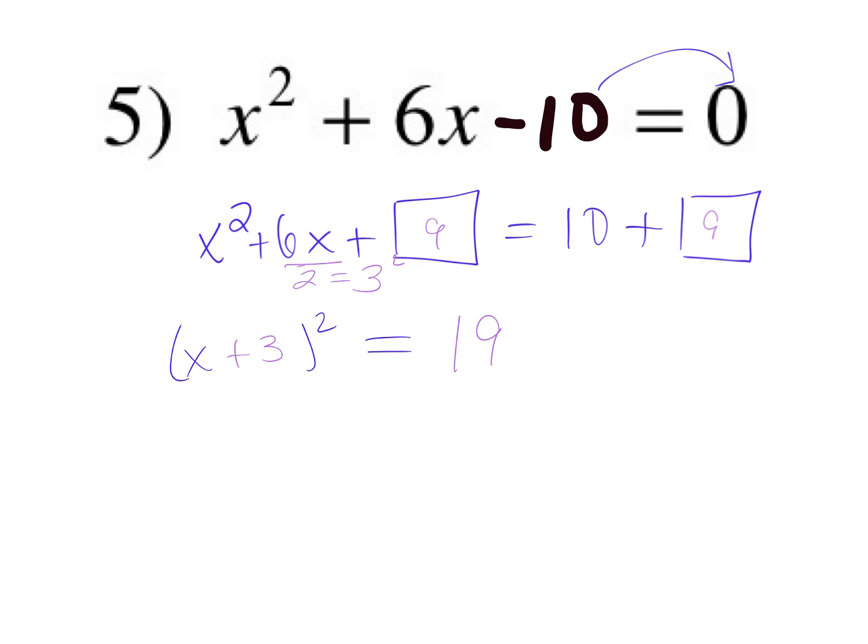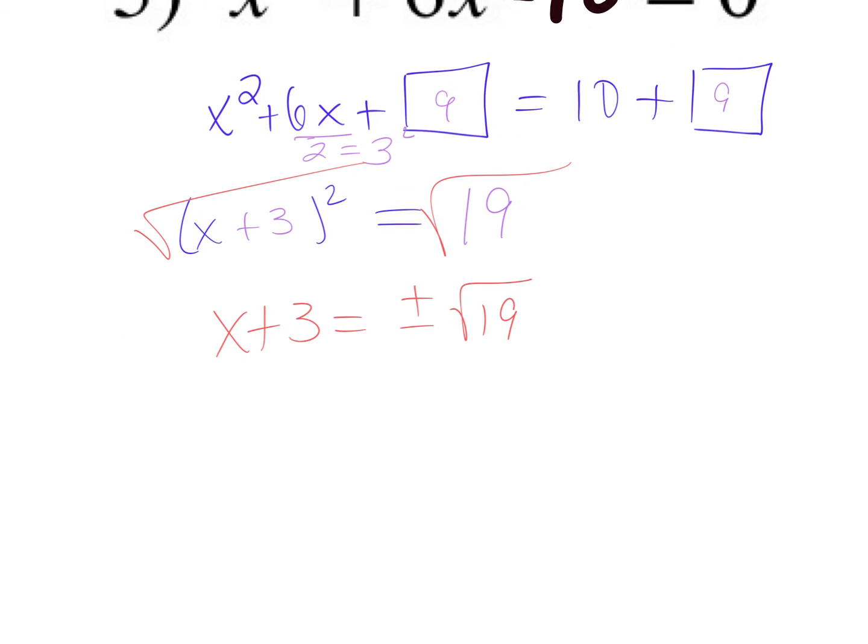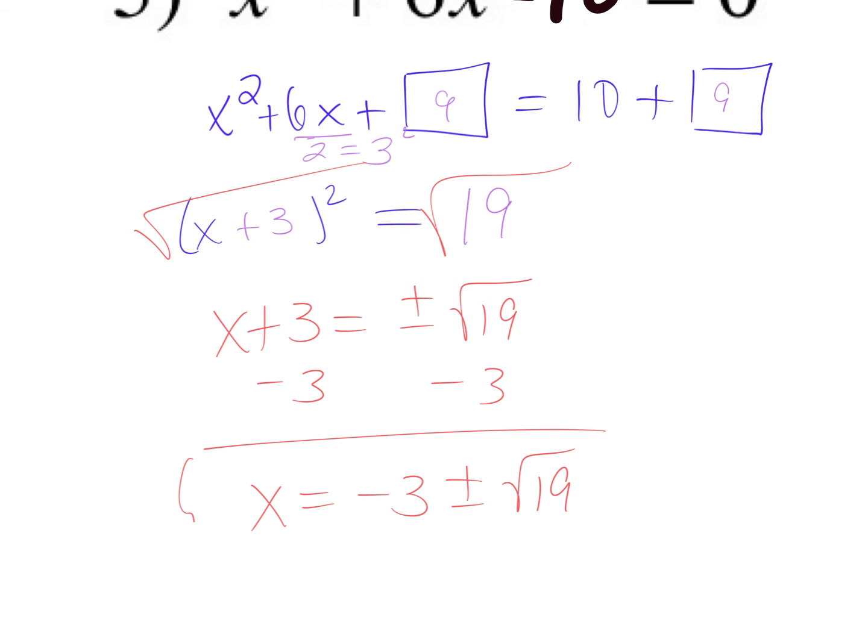I've got 2 more things I need to do. How do I solve? Take the square root. X plus 3 equals plus or minus square root 19. Good. And then what? Perfect. Minus 3 from both sides. So x equals negative 3 plus or minus square root 19. And square root 19 doesn't break down. So there you go.